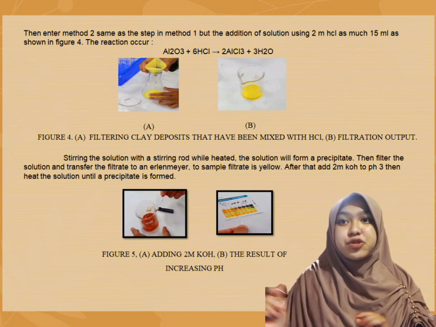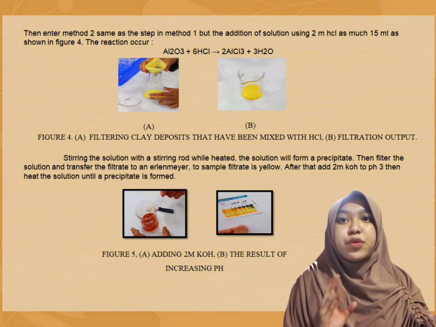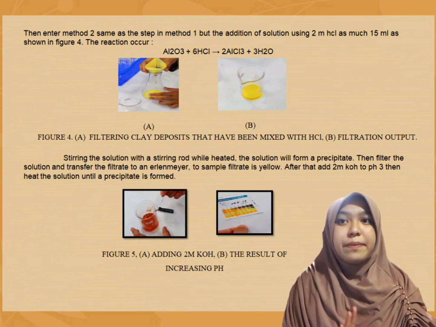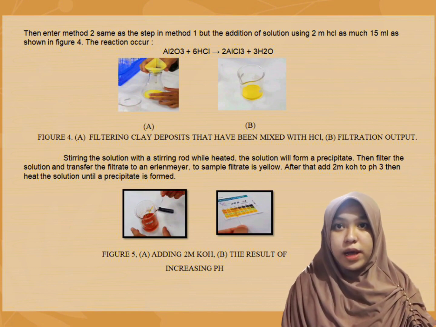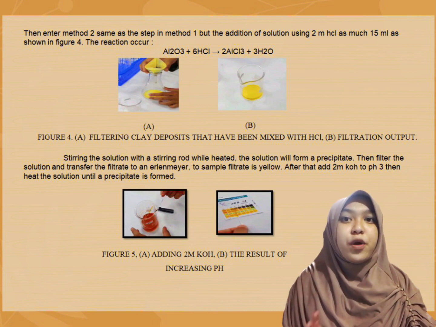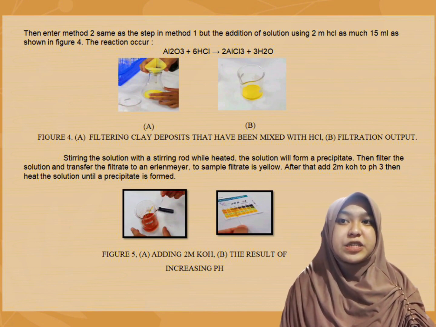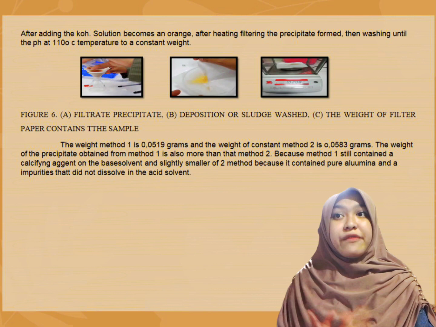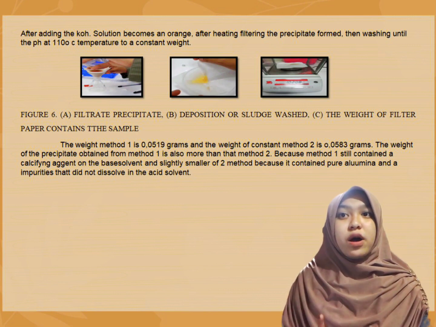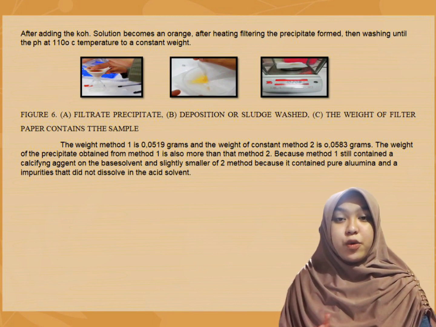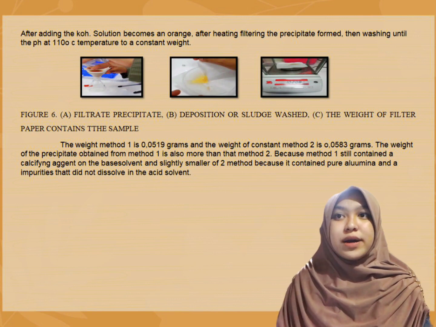Stir the solution with a stirring rod while heated. The solution will form a precipitate, then filter it with filter paper and transfer the filtrate to an Erlenmeyer. The sample filtrate is yellow. After that, add 2 molar KOH to pH 3, then heat the solution until a precipitate is formed. After adding KOH, the solution becomes orange. After heating, filter the precipitate formed, wash until the pH is neutral, and heat at 110 Celsius to constant weight.